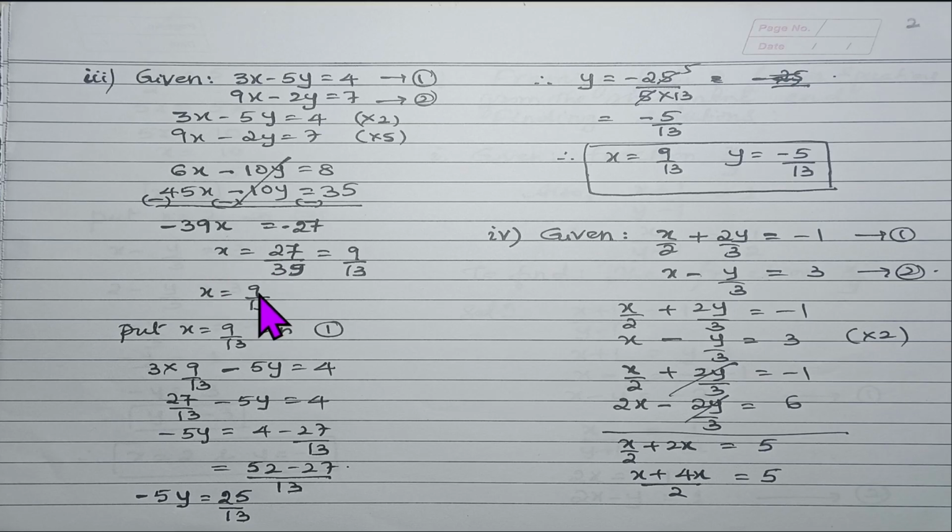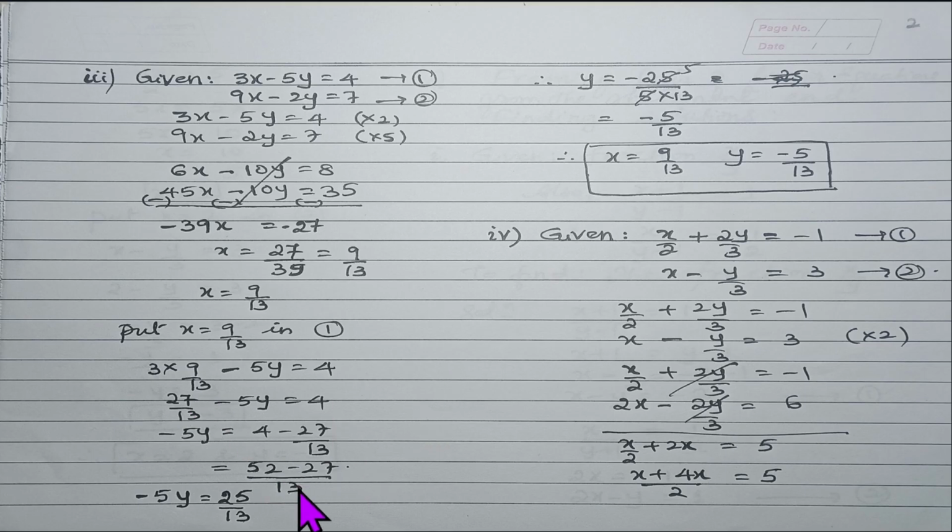Now put the value of x equal to 9 by 13 in one of the equations. I have decided to put it in equation number 1. So 3 into 9 by 13 minus 5y equal to 4, or 3 nines are 27 by 13 minus 5y equal to 4, or minus 5y equal to 4 minus 27 by 13 by taking it to the right side.